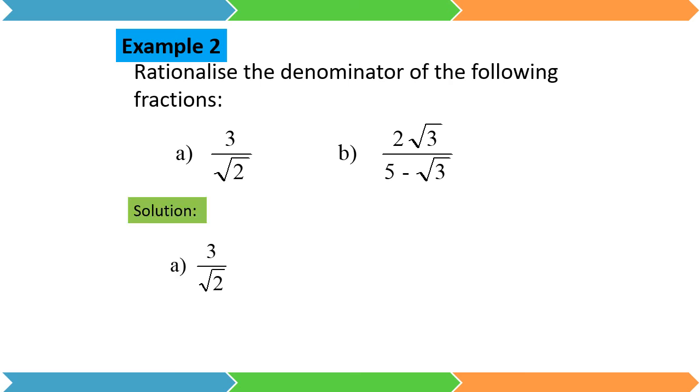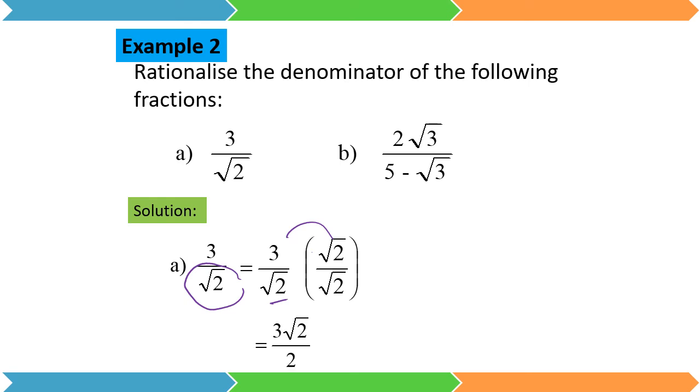The solution for question A. The denominator has one term only, so we just have to multiply with the surd. For 3 over surd 2, we multiply the numerator and the denominator by surd 2. So we get 3 surd 2 on top, and surd 2 multiplied by surd 2 is 2. So we don't have any surd in the denominator anymore.